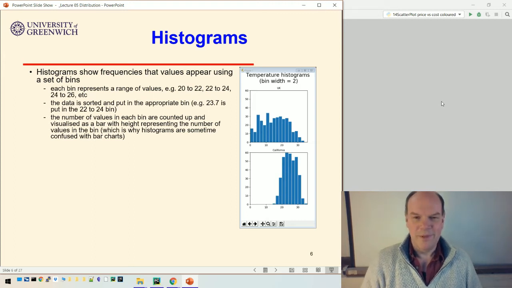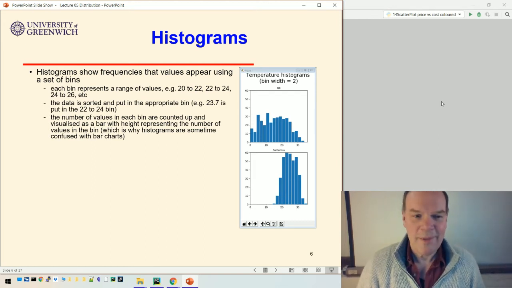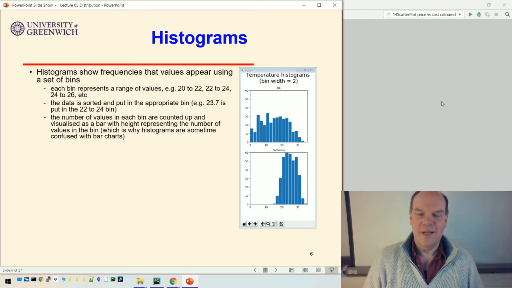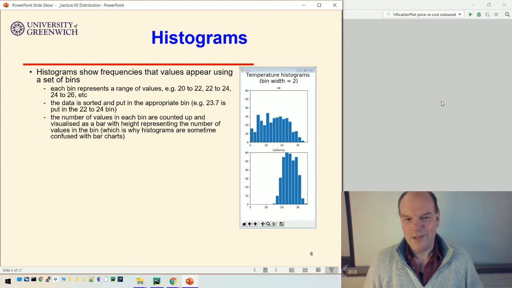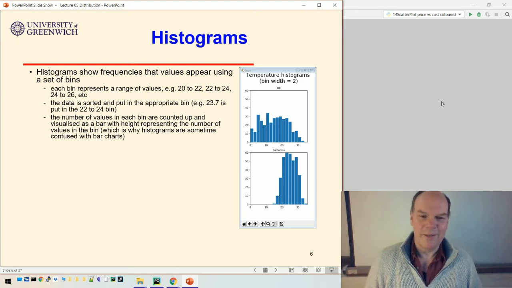Obviously you could do it by hand, but it's much easier to get the computer to do that for you. Then you count up the number of values in each bin and visualize it as a bar with a height representing the number of values in the bin. This is why some people sometimes use the term histograms when they mean bar charts, and sometimes bar charts when they mean histograms. They're not the same thing, because histograms measure frequency. Frequency is the number of values in each bin.